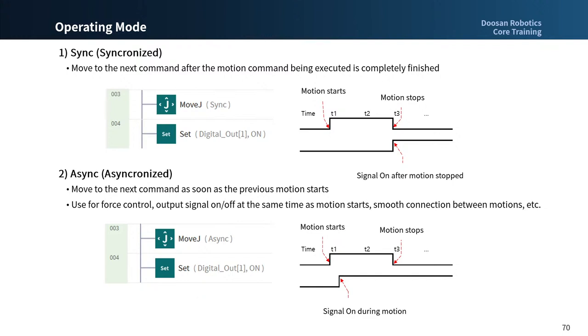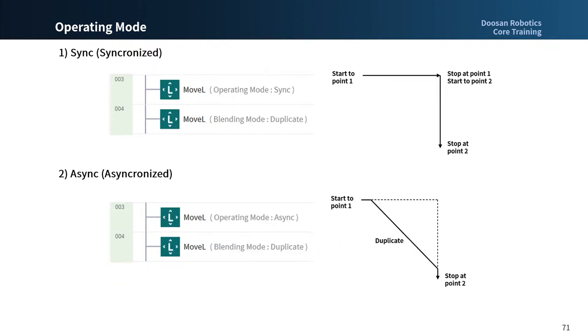Synchronize motion mode, sync mode, moves to the next command after the motion command being executed is completely finished. But the async mode, after the preceding motion starts, then the following motion follows after the signal is on during the motion. As you look at the picture, it starts from the first position, point 1 and point 2. Start point 1 with the move L, start point 2, the move L.